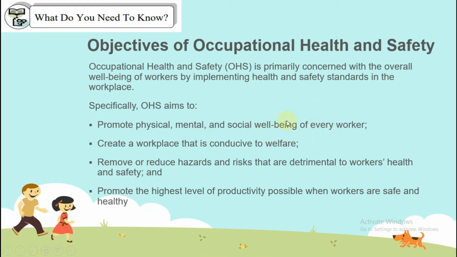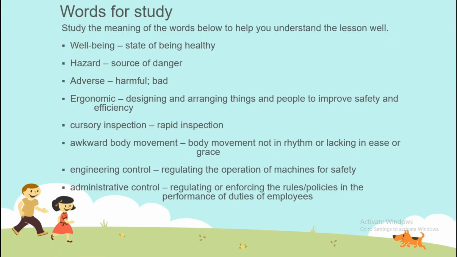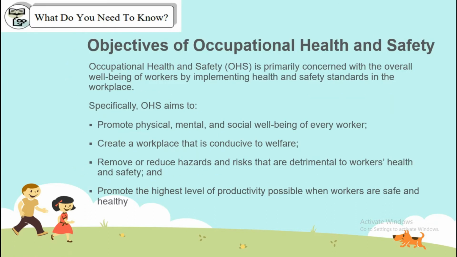What does well-being mean? It is the health, the good health of every worker. Next is to create a workplace that is conducive to welfare. Now, what kind of department is responsible to create a workplace that is conducive to welfare? That department is the administrative control. They're the ones who will regulate and promote.